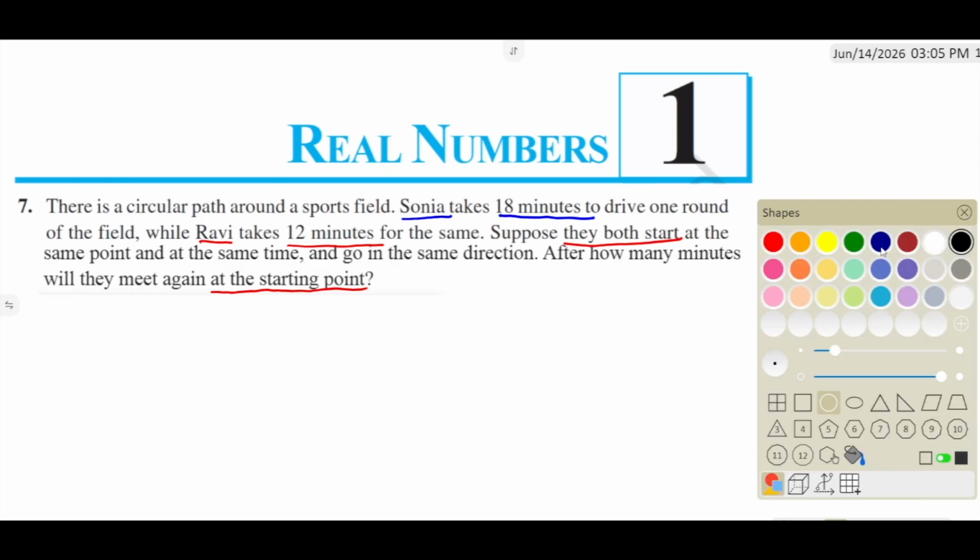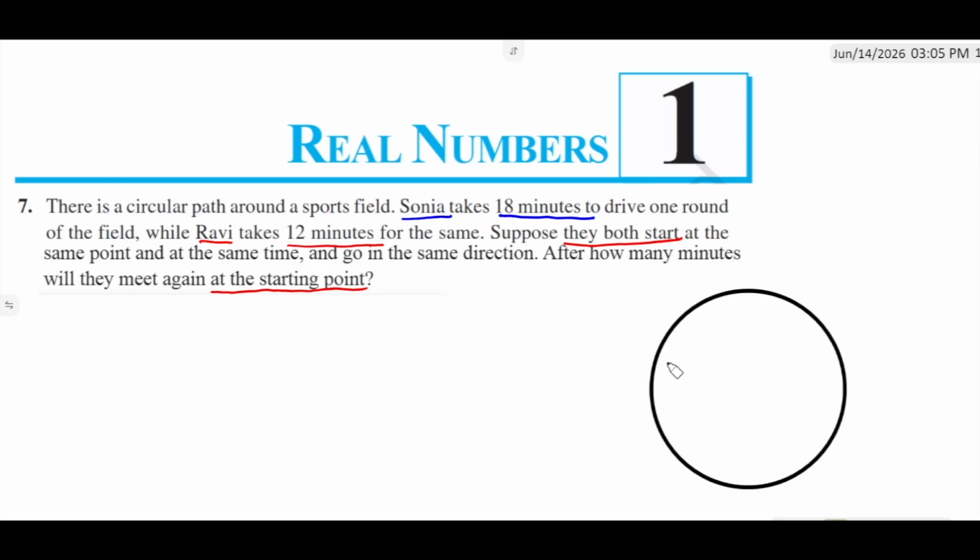Okay, let's take a circular path. Now see guys, there is a circular path, and two people are here, Sonia and Ravi. Who is slower? Sonia, because she took 18 minutes to complete the round, whereas Ravi is faster. He took only 12 minutes to complete the round. So after 12 minutes, Ravi will be at the starting point and Sonia will have completed somewhere around 3/4 of a round, right?